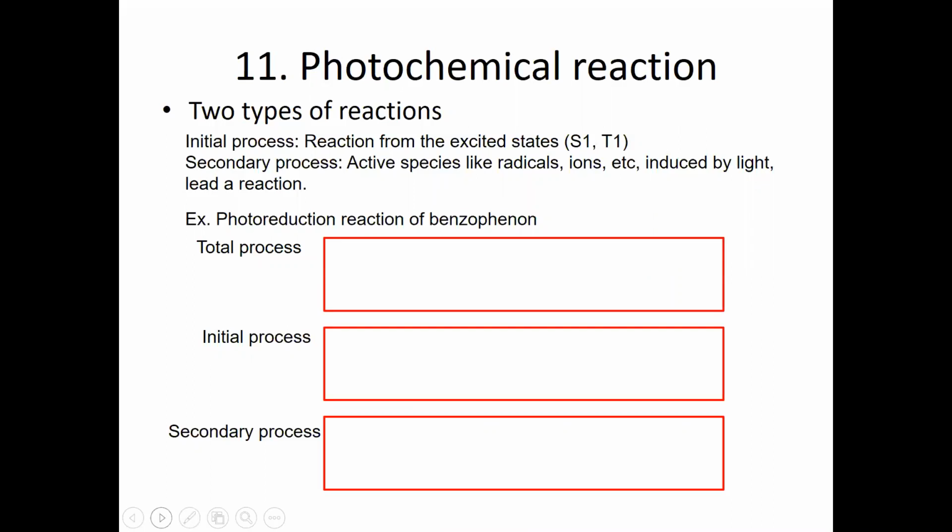In the previous lectures, I only mentioned one type of photochemical reaction, which is called the initial process, meaning the reaction starts from the excited states, like singlet or triplet excited states. But this is one type of reaction. In general, there are two types of photochemical reactions.